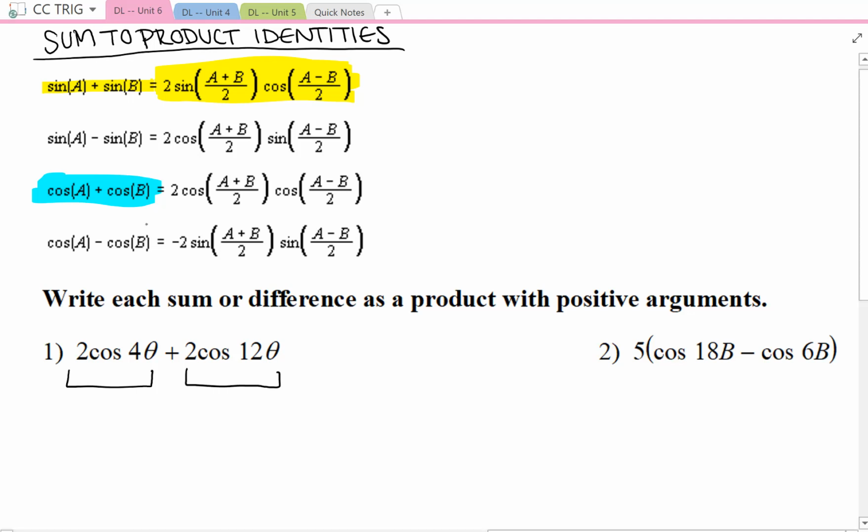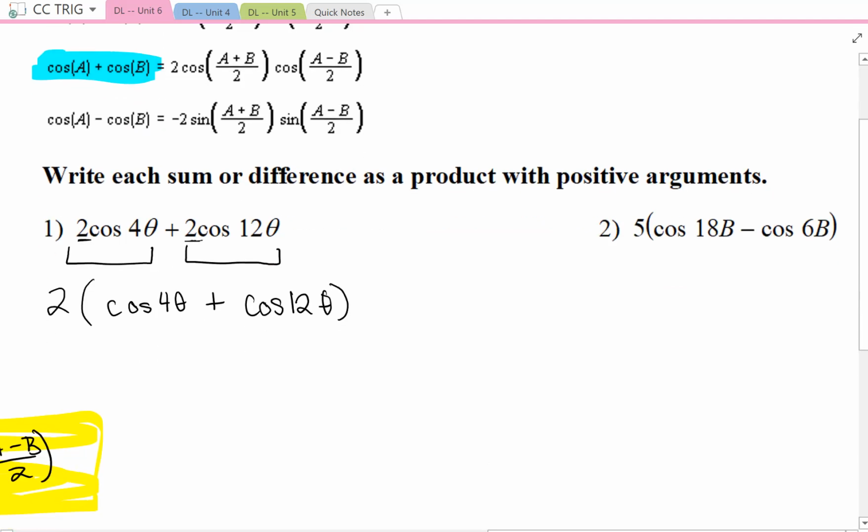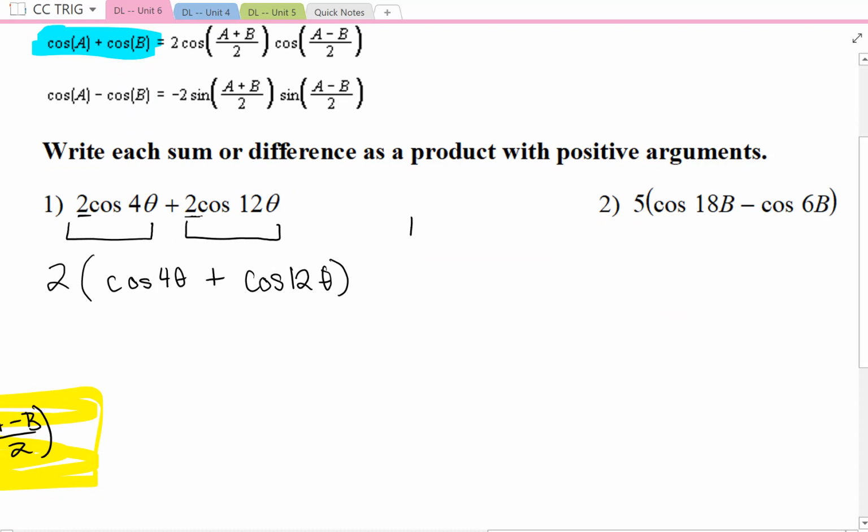But each of these doesn't have anything in front of the cosines, right? And here we have a 2. So we need to factor that out so that we have the purest form of cosine plus cosine that we can change to a product. Go ahead and factor out the 2. 2 times cosine 4 theta plus cosine 12 theta. Now we have cosine plus cosine.